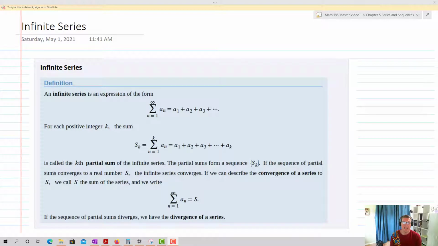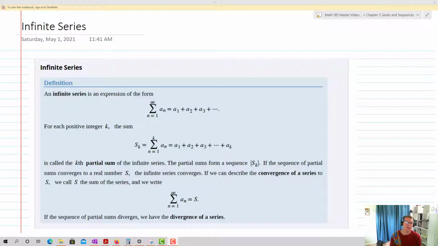So what I want to look at here is something called infinite series. We've been looking at geometric sequences, arithmetic sequences, and different sequences. And now we're going to look at series, which are summations of sequences. All right, so we'll start out with a definition.